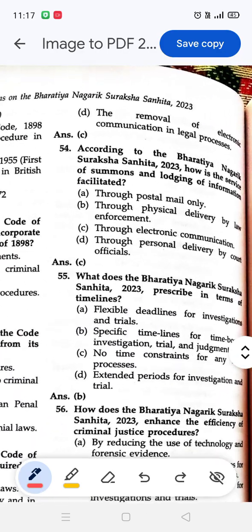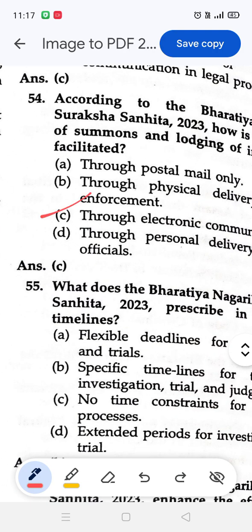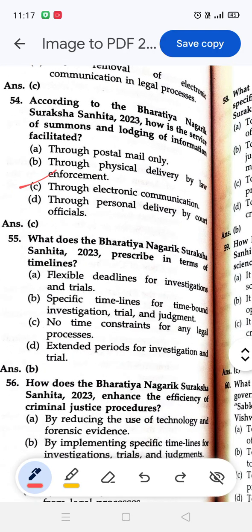According to 54, according to BNSS, how is the service of summons and lodging of information facilitated? So option 3 is correct, through electronic communication.